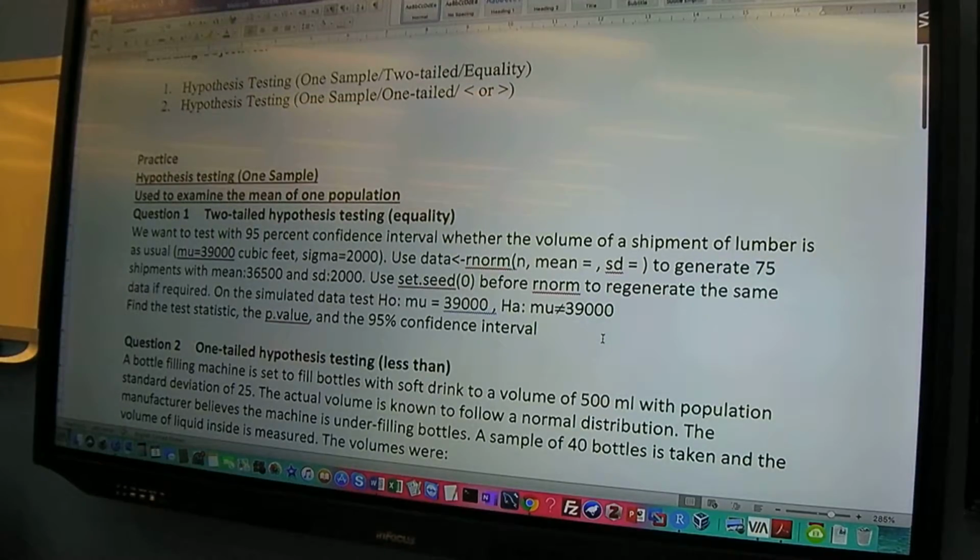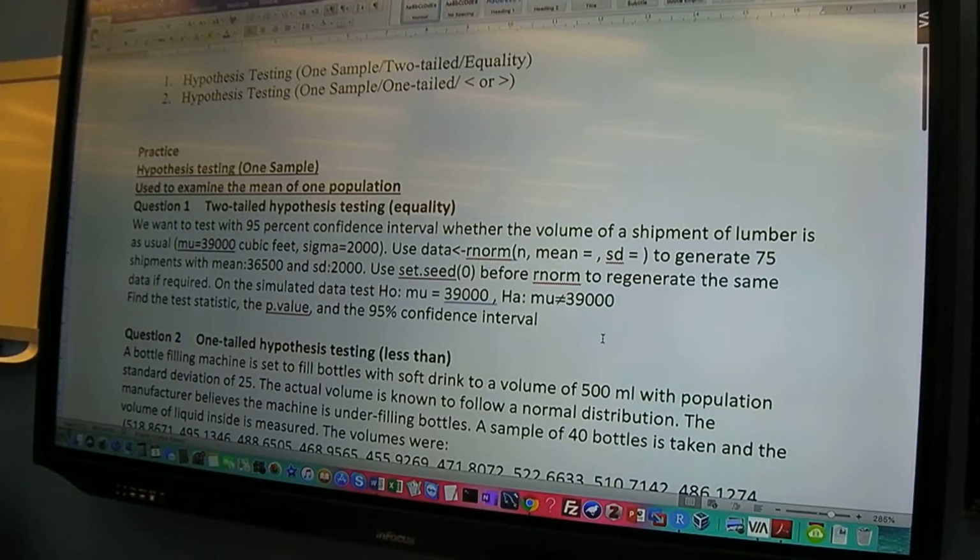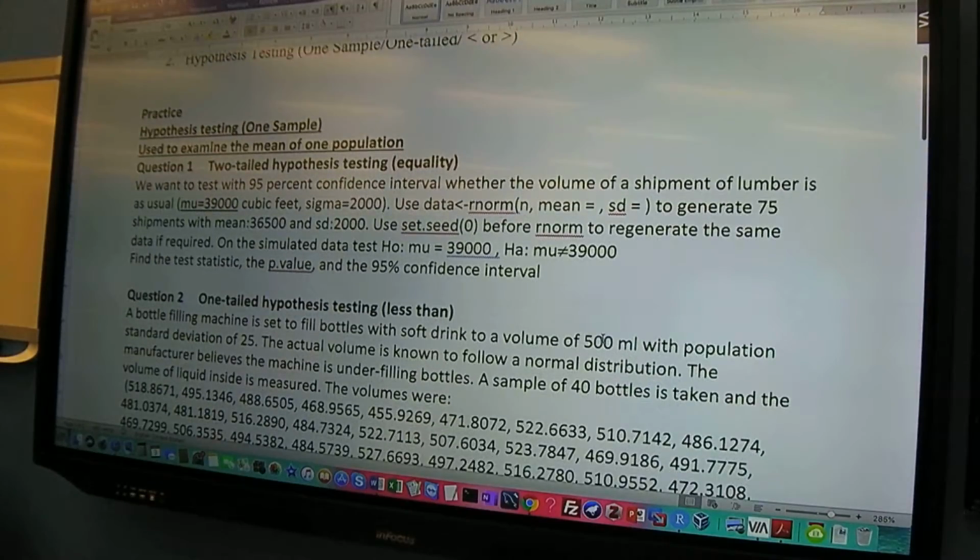The question is saying we want to test with 95% confidence whether the volume of a shipment of lumber is as usual, mu is equal to 39,000 cubic feet, and sigma is equal to 2,000. So these two figures, mu and sigma, do they belong to the sample or population? This is usually the first question you need to ask yourself: what are these numbers related to? 39,000, sample or population? Population. How did you know?